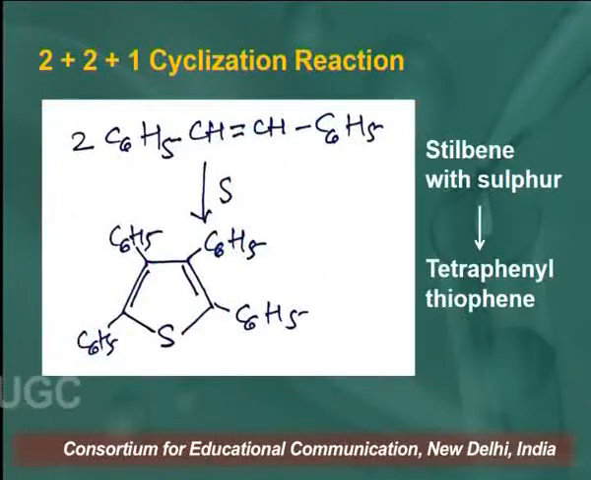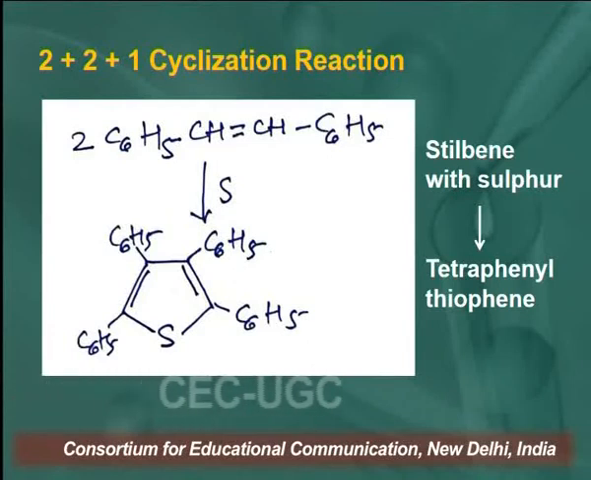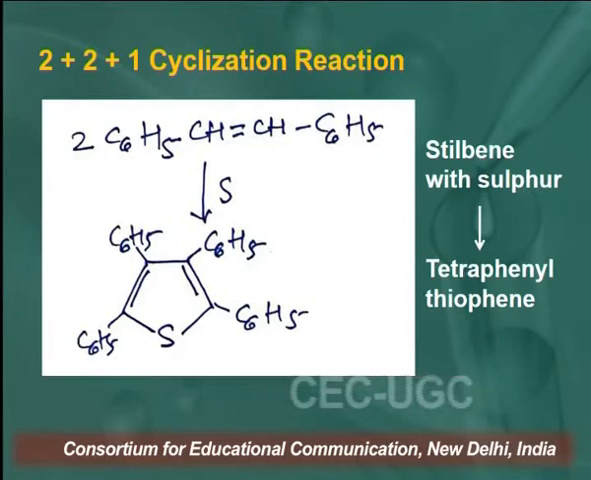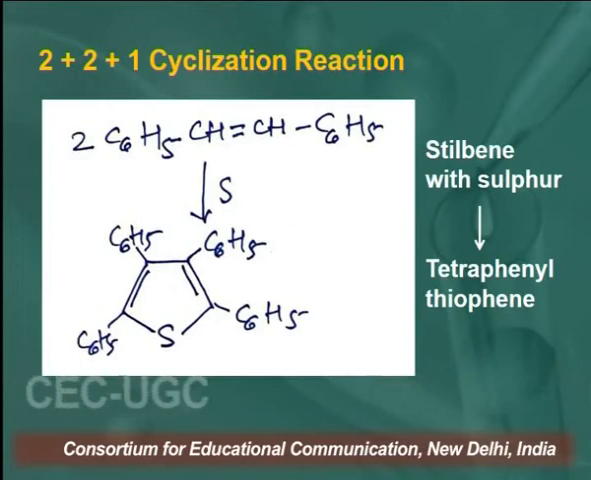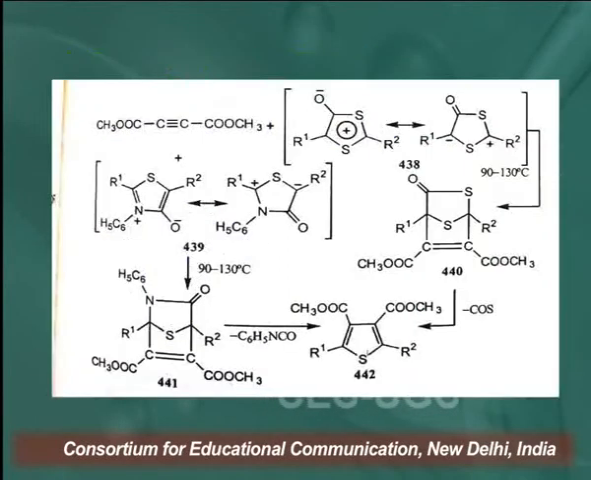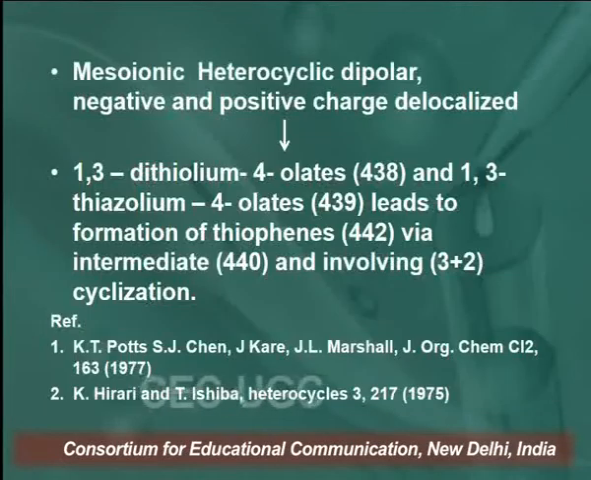Here another important method is the 2 plus 2 plus 1 cyclization reaction. Here, when acetylene reacts with sulfur, we get tetraphenyl thiophene. In this reaction 2 plus 2 plus 1 cycloaddition takes place. This is the mechanism of how the cyclization and aromatization takes place, and we get the 2 plus 2 plus 1 cyclic addition product over here.